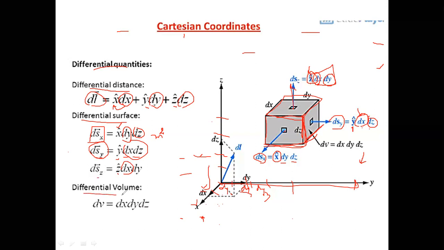Okay. Now the differential volume. Volume is length into breadth into height. Three distances are now involved. So this is the only case. There is only one case, meaning we have to multiply these three small distances to get the volume dx, dy, and dz.